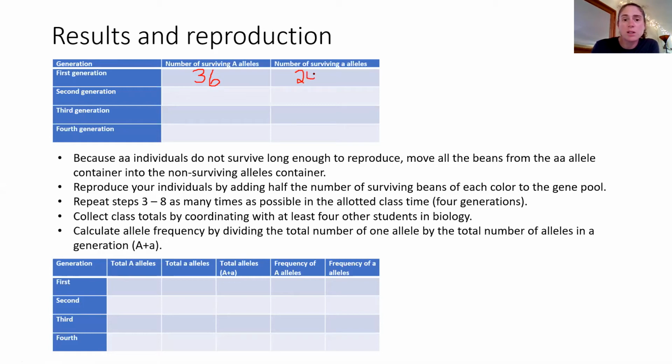Now, if I were just to go forth and put all of these back in my gene pool, which I'm going to do in a minute, what I would find is that when I go on to the next round, I'm going to have fewer and fewer alleles each round. So I want these to reproduce. So I am going to take half of the surviving alleles from each set and add those in. So I'm taking all of my surviving alleles and I'm putting them back into the gene pool.